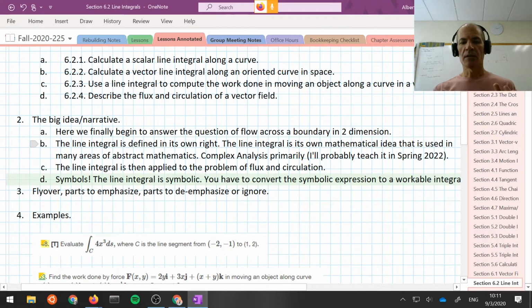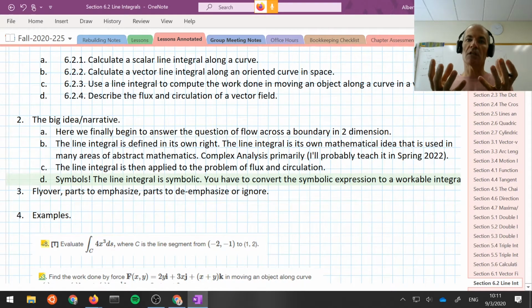Once we set up the theoretical definition of the line integral, we're going to use it to compute flux and circulation. And here's my comment again about symbols. The line integral is symbolic, and you actually have to do something to it in order to begin to calculate. Unlike the regular integral, the integral from a to b of f of x dx, where all you have to do is find the antiderivative, plug in b, plug in a, and subtract, here you're given this symbolic integral, and you have to convert it into an integral that you can actually do.